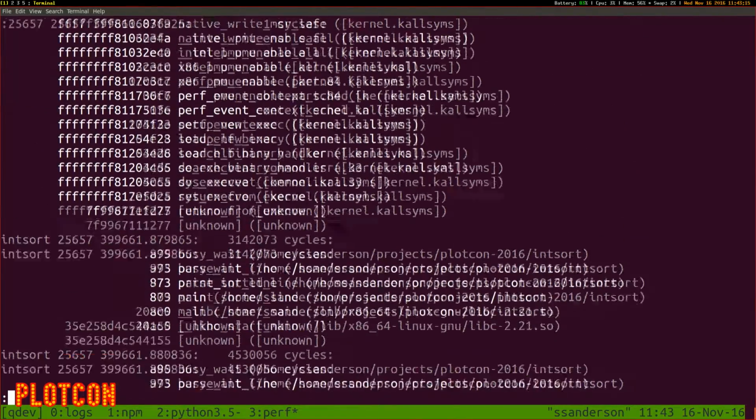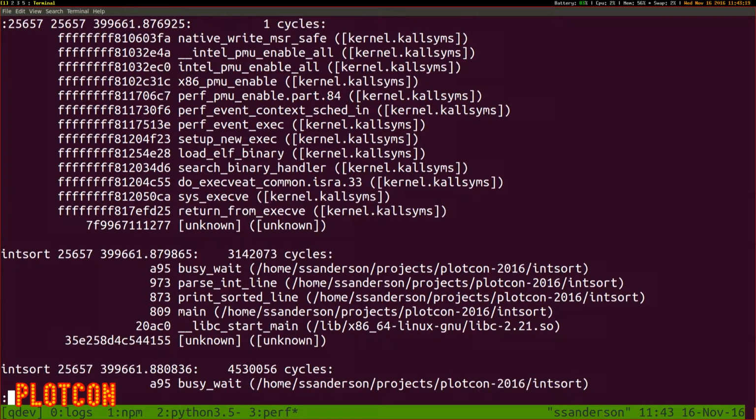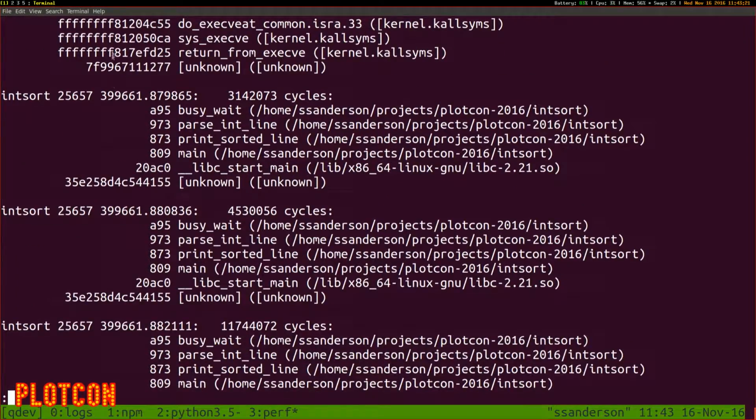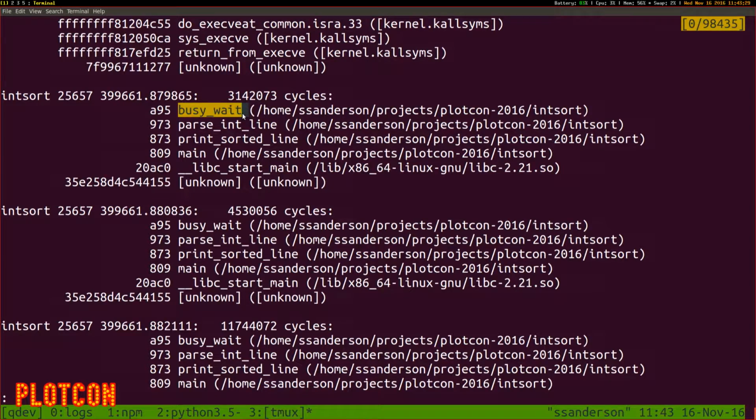And so that first stack is caught somewhere in the deep guts of how a C program starts up. But the next one looks a little more reasonable. So we're in libc start main, then we're in main, then we're in print sorted line, parse int line, and then we're in a function called busyWait, which looks awful suspicious.